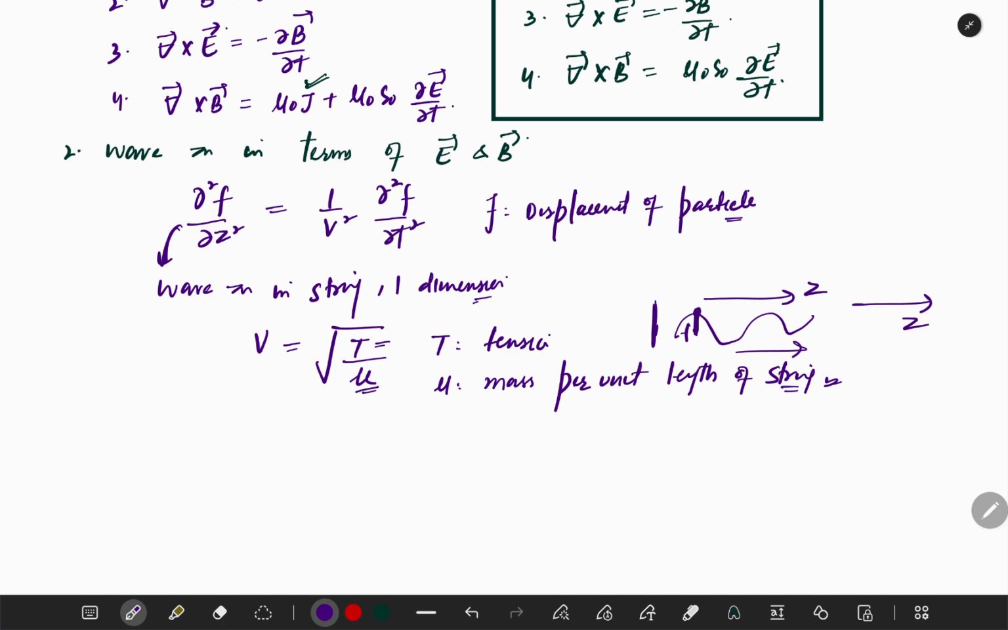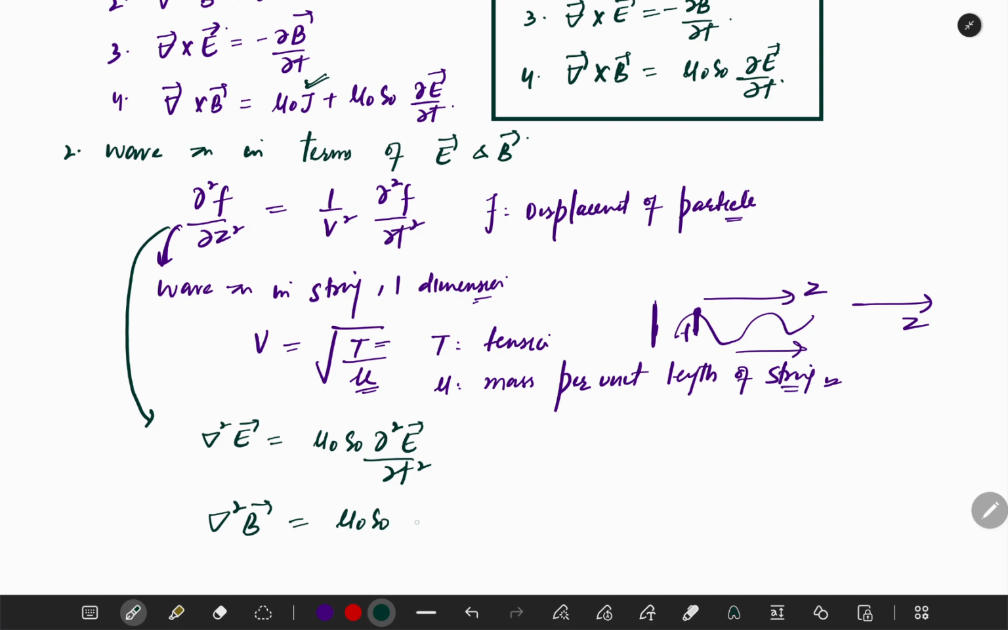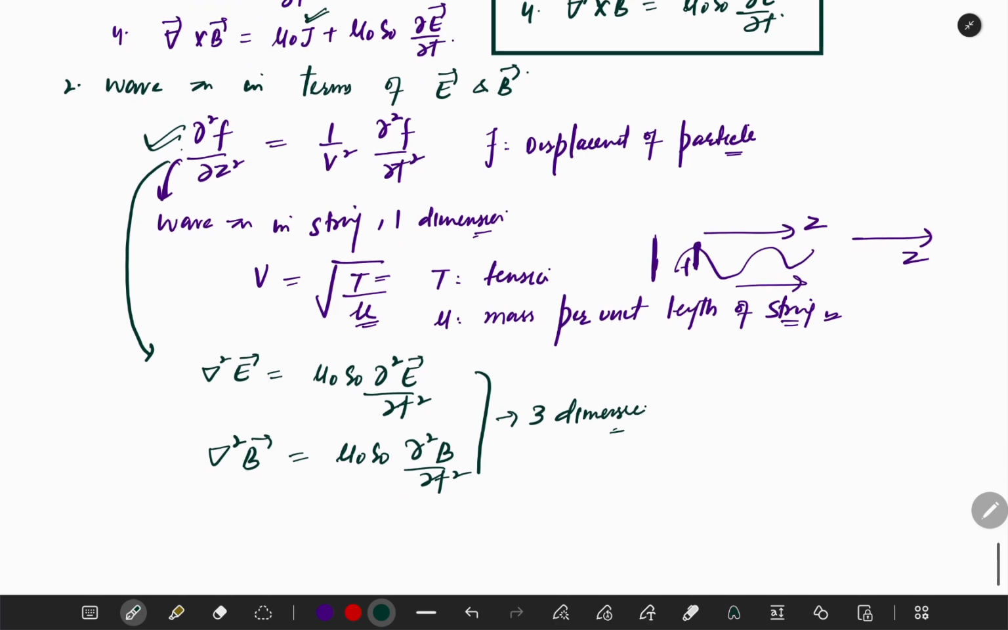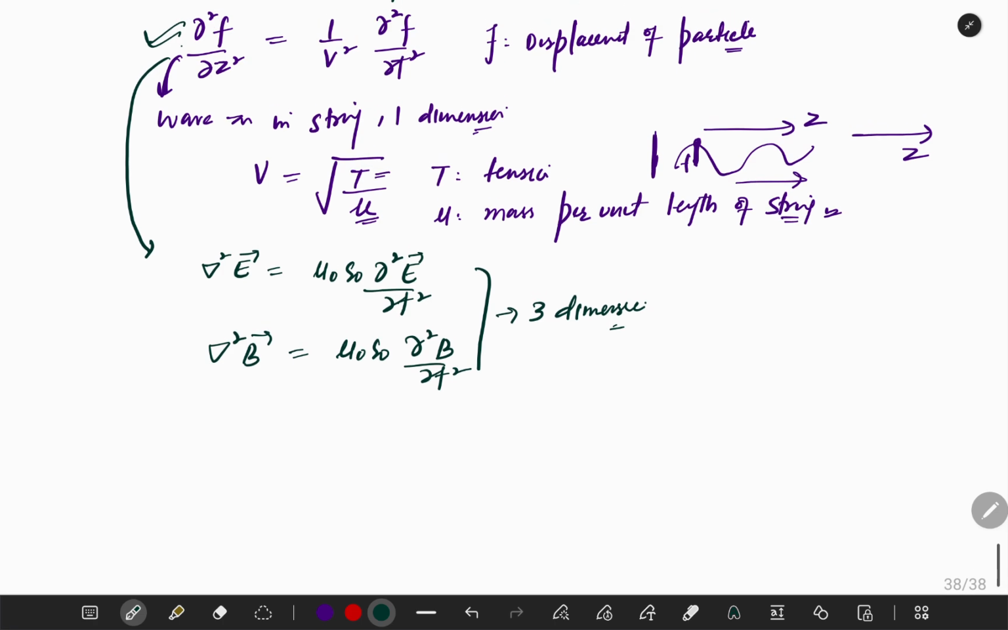Now the wave equation becomes, for electromagnetic waves, like this. See how it gets transformed. Del square E equals mu 0 epsilon 0 dou square E by dou t square, or in terms of B it becomes del square B equals mu 0 epsilon 0 dou square B by dou t square. Actually, this is in three dimensions. We can also write this equation in 3 dimensions or in 2 dimensions.